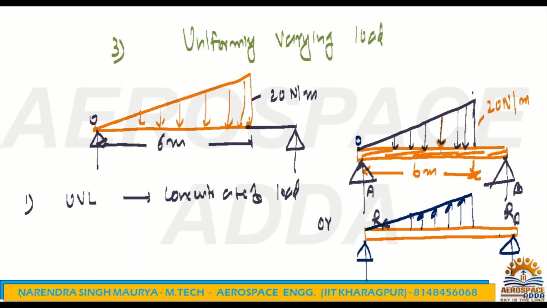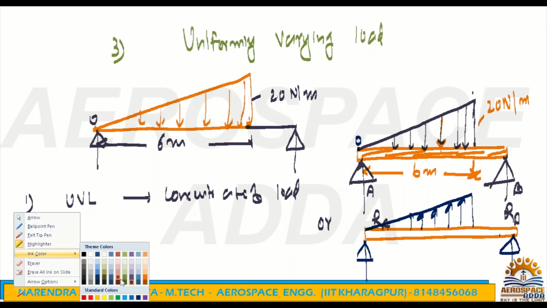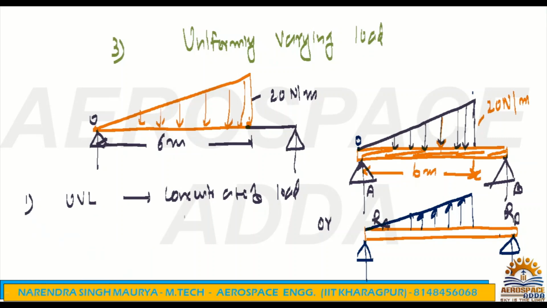How will it convert? It is continuously varying from one end to the other end. It's a kind of triangle. So what is the concentrated load now? Just listen carefully, you will understand. The magnitude of the concentrated load is nothing but the area of the triangle.